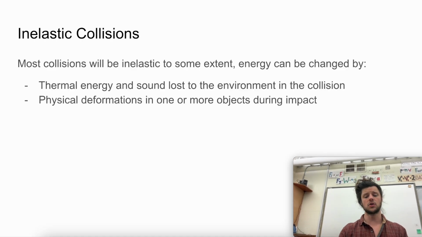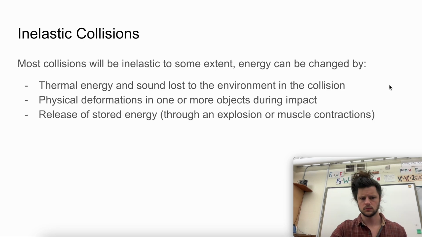We also get physical deformations of the objects that are impacted. So for instance, when you have two cars collide into one another in a head-on collision, they're going to crumple. And that change in their shape is going to absorb some of that momentum and some of the energy from that system. And then it won't be left to be used as translational motion for those objects afterwards.